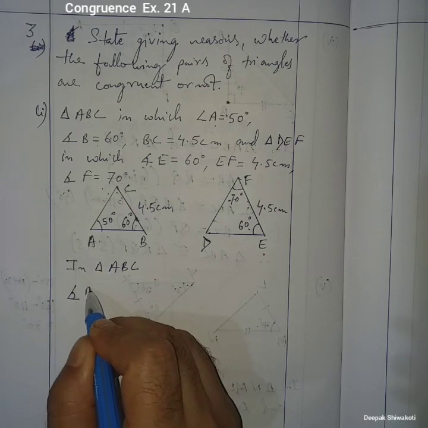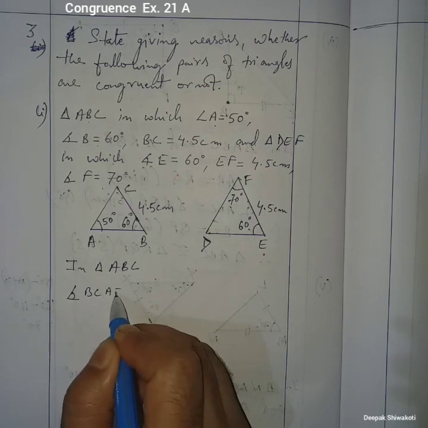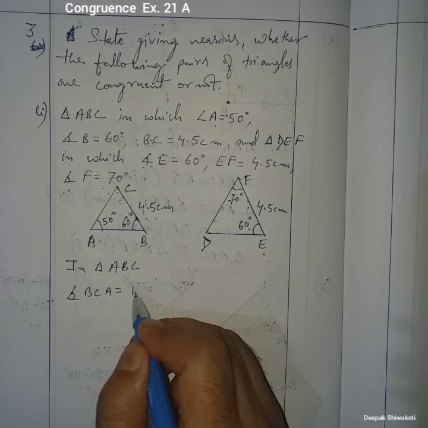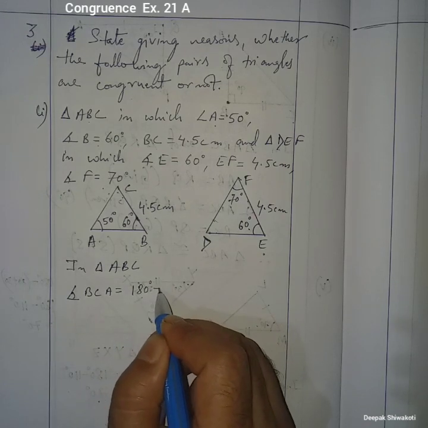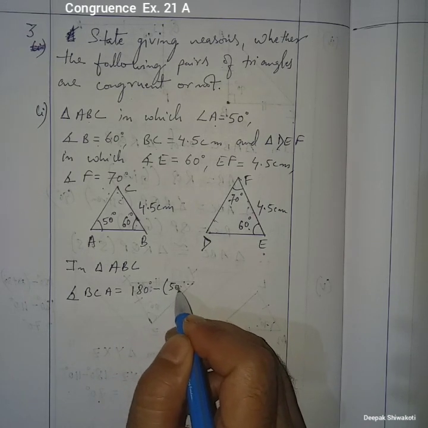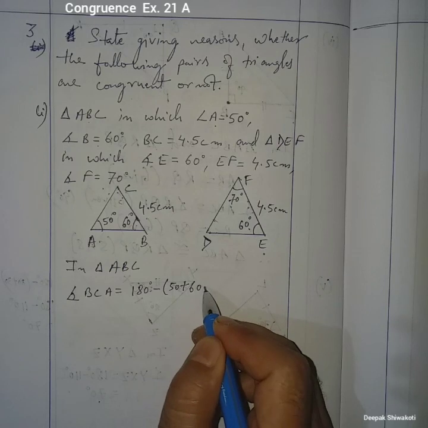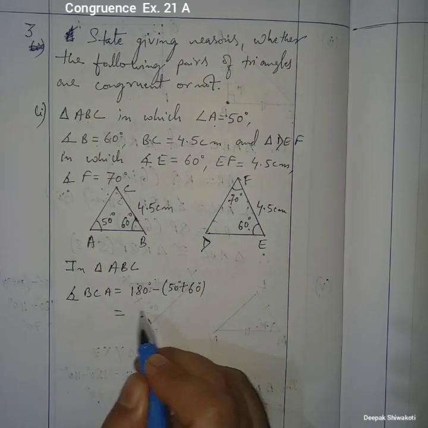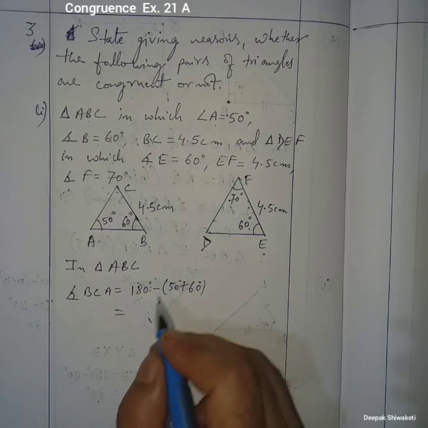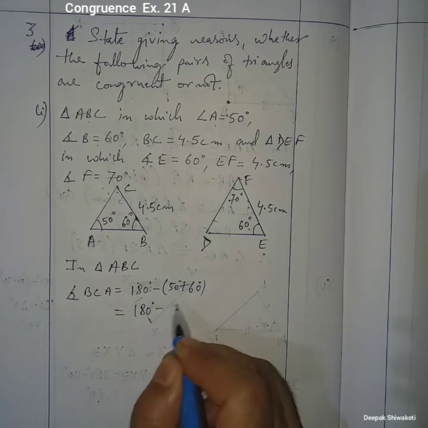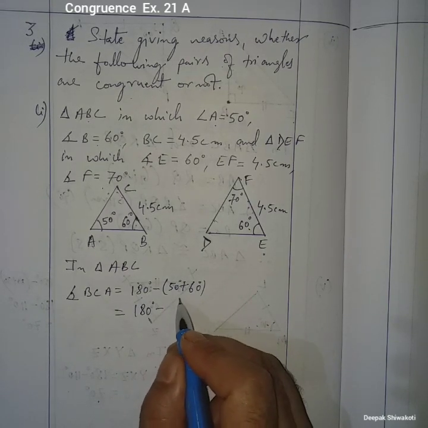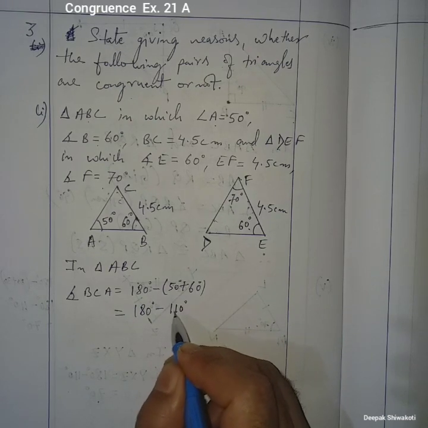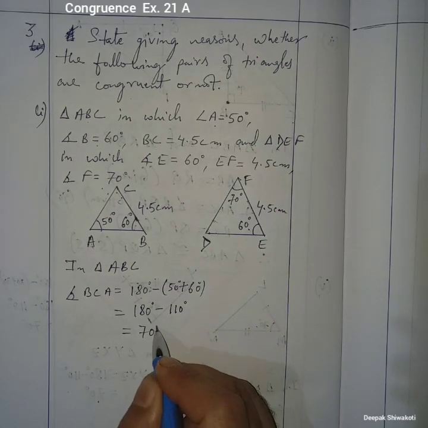Angle BCA will be equal to 180 minus 50 plus 60. Okay, so here how much? 180 minus 110, that is equal to 70 degree.